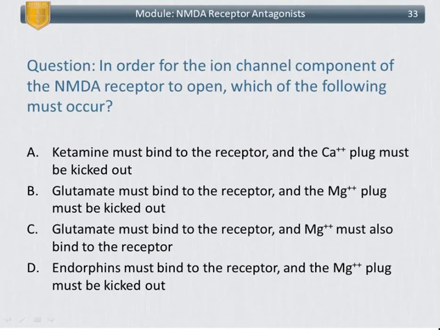So in its resting state, it's closed. In order for it to open so calcium channels get through, what must occur? A, ketamine must bind to the receptor and the calcium plug must be kicked out. B, glutamate must bind to the receptor and the magnesium plug must be kicked out.